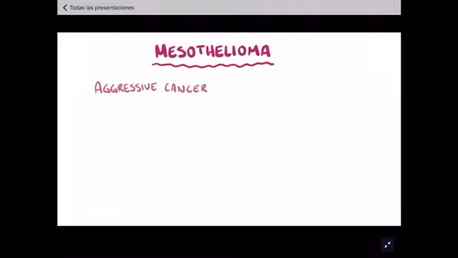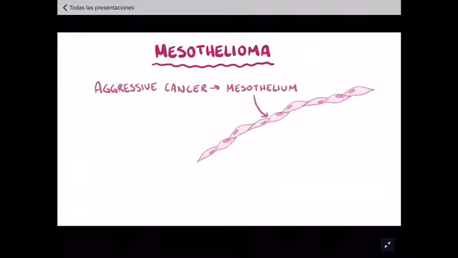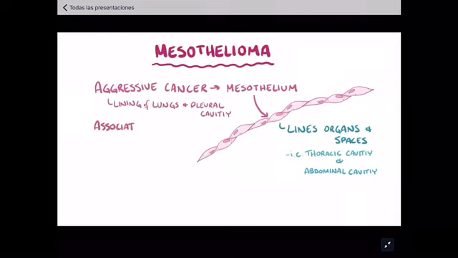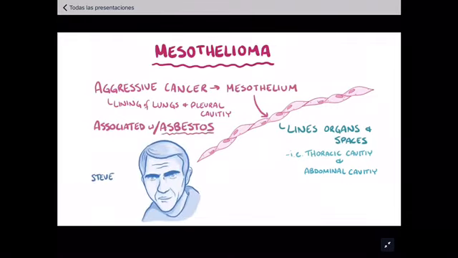Mesothelioma is an aggressive cancer that attacks the mesothelium, which is a thin membrane made of epithelial cells that lines all of the body's organs, as well as body spaces like the thoracic cavity and the abdominal cavity. Mesothelioma most often develops in the lining of the lungs and pleural cavity, and is well known for its association with the carcinogen asbestos. In fact, the late Hollywood actor Steve McQueen is known for having developed mesothelioma after years of asbestos exposure while in the military.